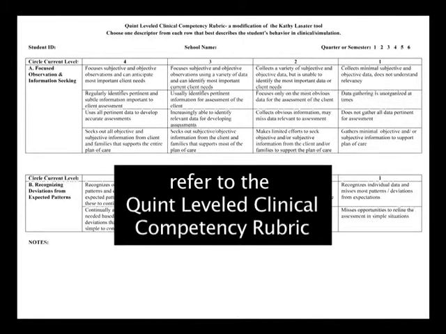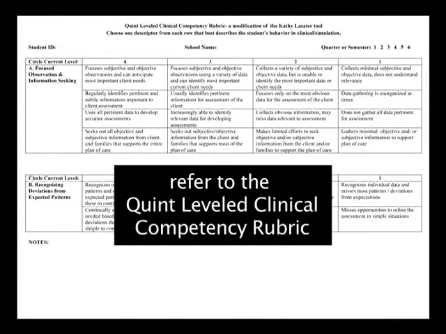I'm going to indicate a score of 2 for the third and fourth items because the student collected and focused on the most obvious assessment data. So for this area, the student's overall score is a 2. In the recognizing deviations from expected patterns area, I'm going to indicate a score of 3 for the first item.